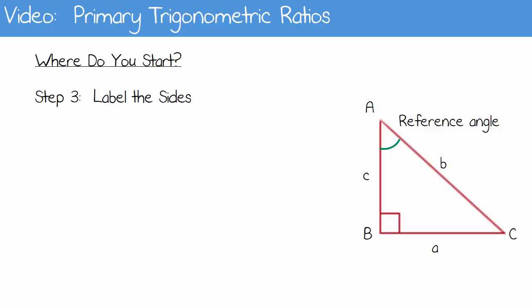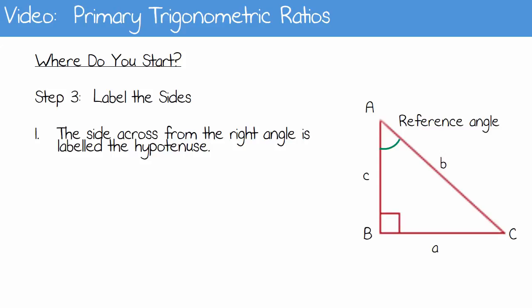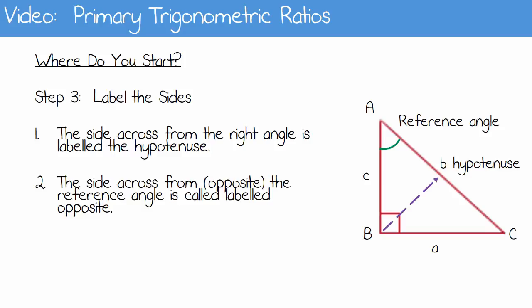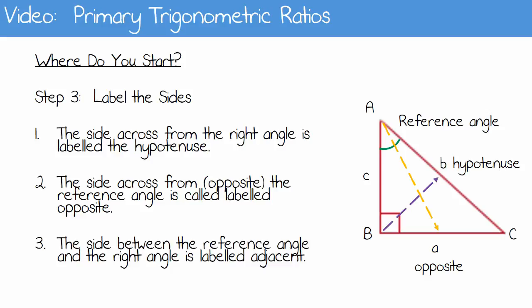Now, label the sides. The side across from the right angle is labeled the hypotenuse. The side across from, or opposite, the reference angle is labeled opposite. The side between the reference angle and the right angle is labeled adjacent. Adjacent means beside.